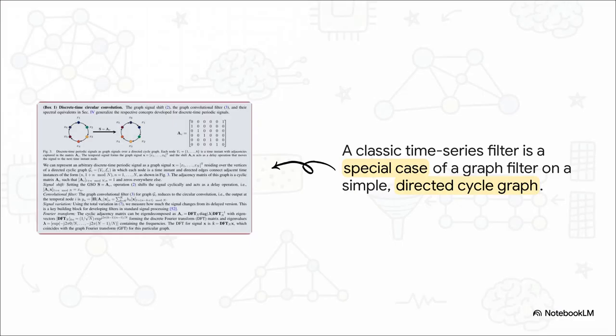And here's where it gets really elegant. This new abstract idea connects right back to the classics. A standard time series filter is actually just a GCF operating on a super simple graph, a directed cycle where every node is just a point in time. And on that graph, what does the graph shift operator do? It just moves the signal to the next time step. It becomes a time delay. This is brilliant because it shows that graph filters aren't trying to replace the old methods. They're a powerful generalization of them.